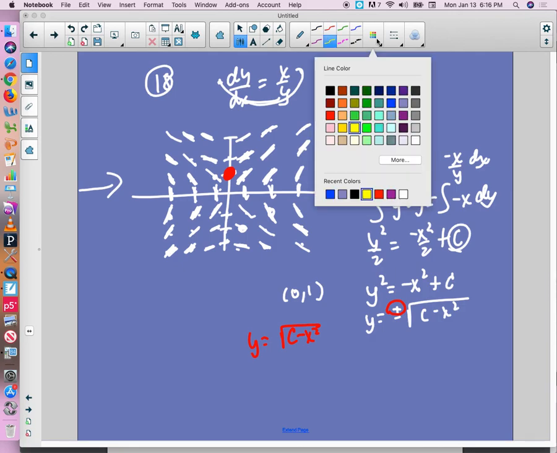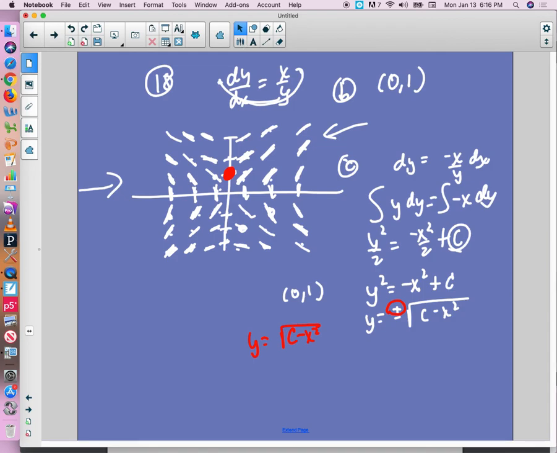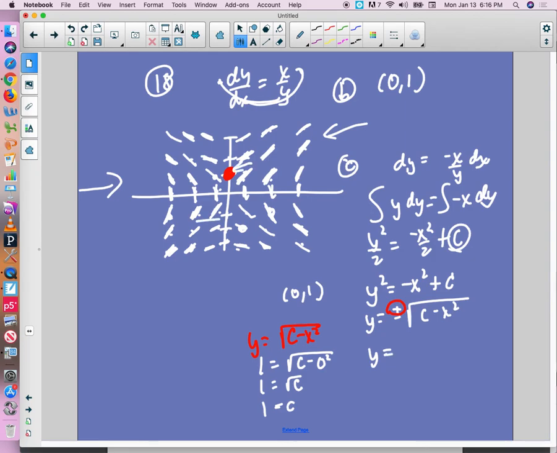Then I fill in my point. y is 1, so 1 is equal to the square root of c minus x squared. So 1 is equal to the square root of c. Square both sides and you get c is 1. So the answer for c is positive because they gave me this point. If they'd given me a point down here, I would pick the negative.